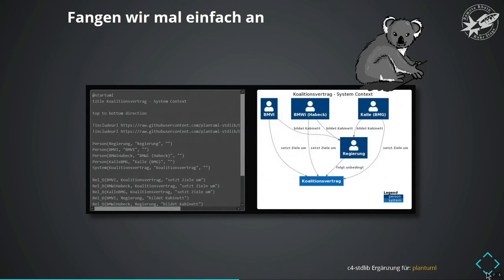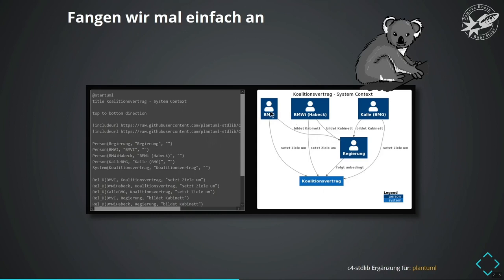Some information on the side here. PlantUML is often used for diagrams as code to create architectural diagrams like this. But there is a C4 plugin for PlantUML. So it's linked here on GitHub. You can download it from there. And then there's this address that you can't quite read, but you can use this. And then you can very simply create C4 models with PlantUML.